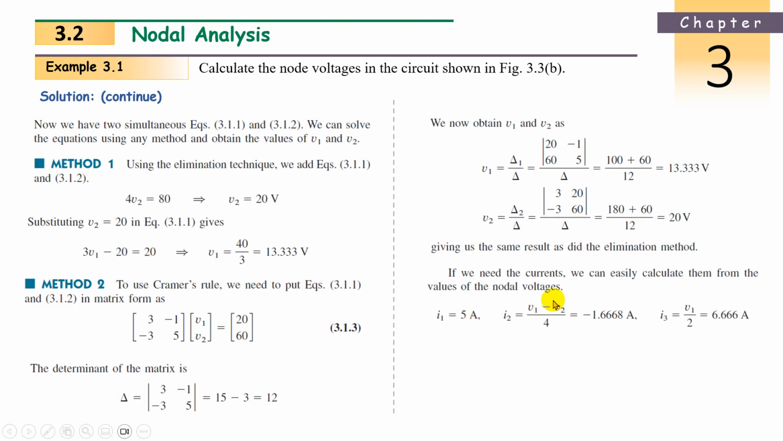I2 is nothing but V1 minus V2 by 4. So substitute what is V1, what is V2, we will get minus 1.6. I3 is V1 by 2, that's 6.66. Now observe here. I2, what is the current? What is I1? Plus 5. What is I3? Plus 6.66. Find I2. Why is it minus?